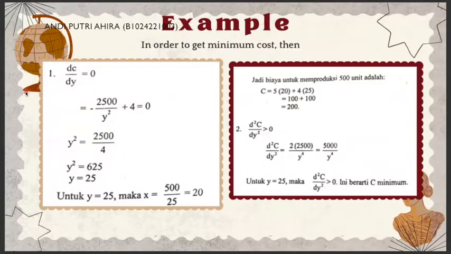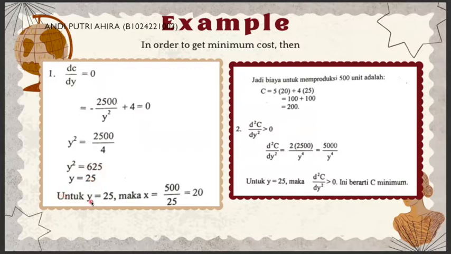In order to get minimum cost, dC/dY equals 0. The dC/dY equals negative 2,500 divided by Y squared plus 4. After that, we have to simplify in order to get Y. So Y squared equals 2,500 divided by 4. Y squared equals 625. So Y equals 25.